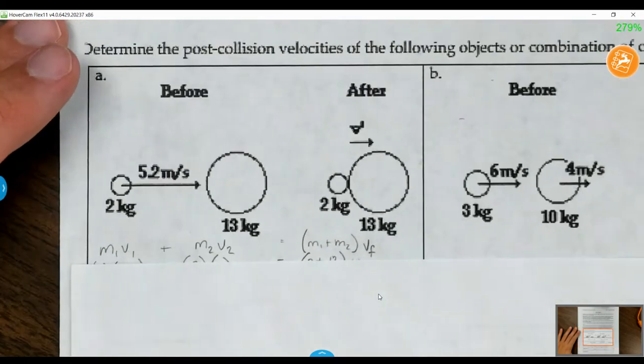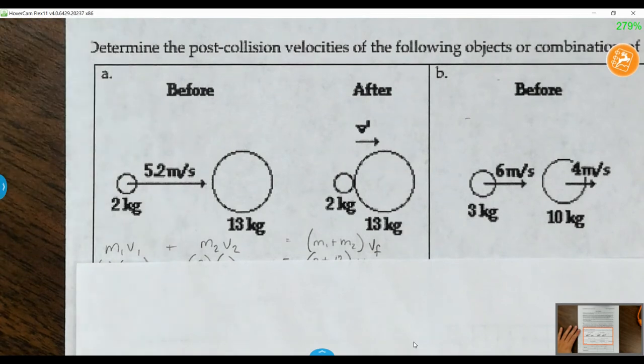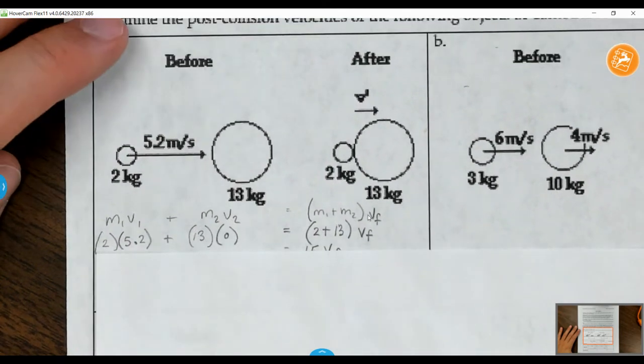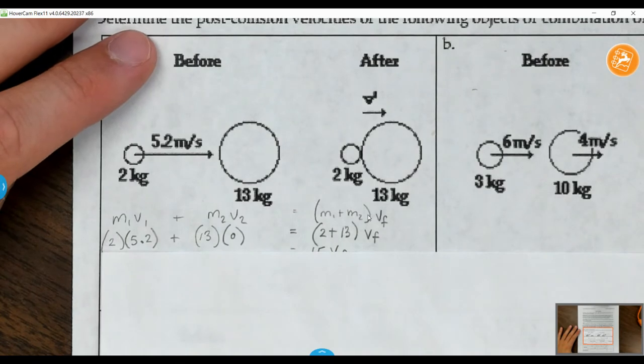Let me zoom in. M1 V1 plus M2 V2 equals M1 plus M2 times VF. On the paper, it's saying V prime, but we're using VF. Once you have the equation written, put in the numbers in the correct spots.